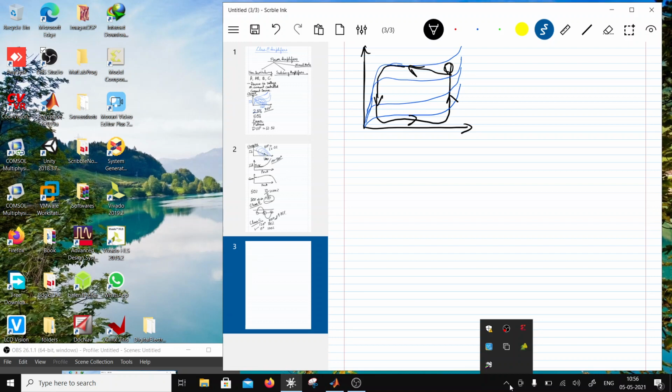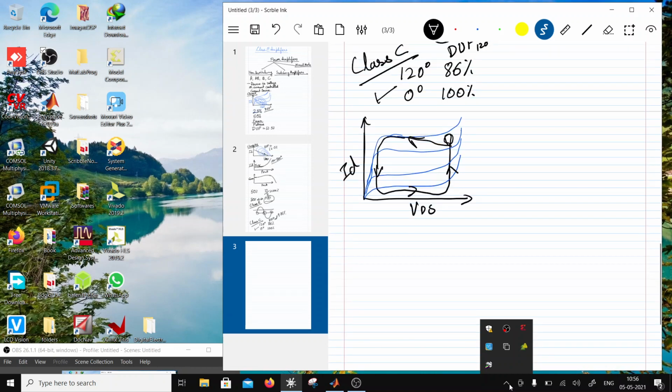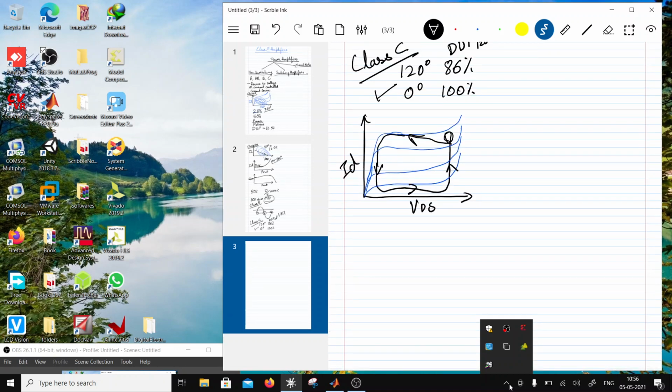Now let me plot this. Let me just label this. This is going to be ID. This is what happens when you compress a PA. It's going to make a full swing of the active region, but then most of the dissipation is coming from this portion of the swing, right?